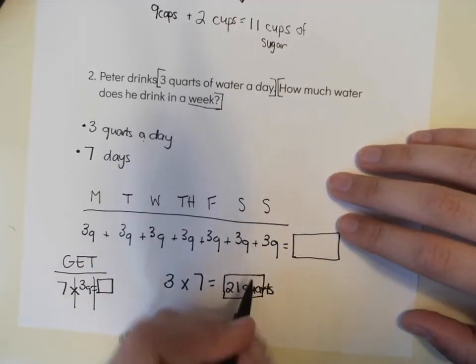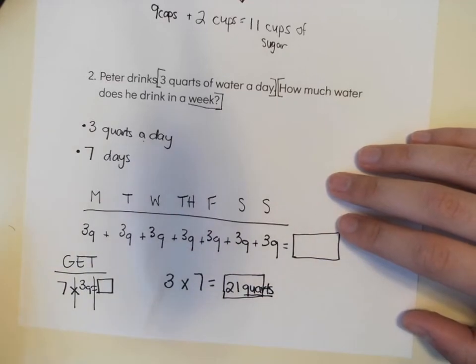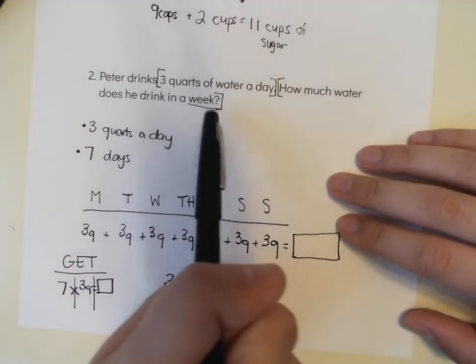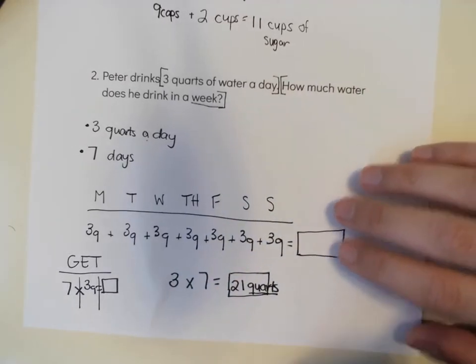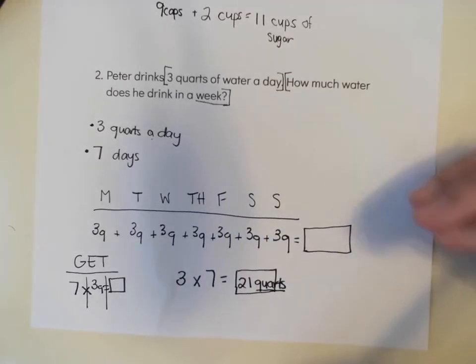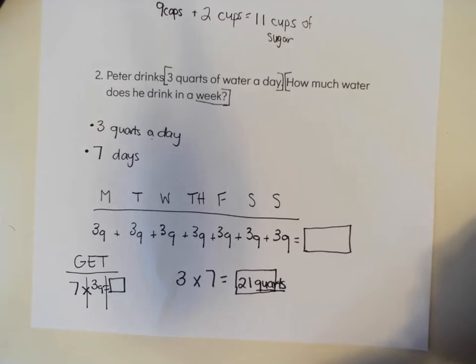Okay, I always want to make sure I put my measurement at the end when I have my answer, because it lets me know that I found the correct answer. I actually found what they were looking for. I didn't just find a number. I found the amount of quarts that Peter drank during a week.